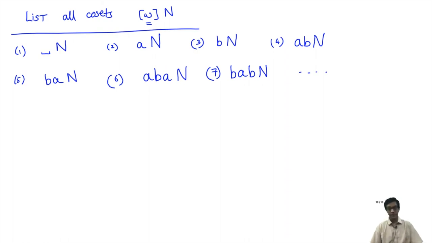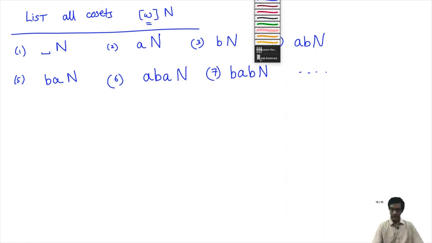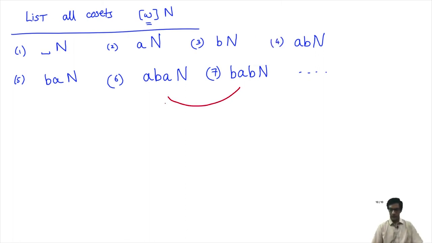It still looks like an infinite list, but here again comes the next reduction step. We claim that these two are actually equal to each other. These two cosets are in fact equal. Okay, so that's the next observation. Claim: the coset ABAN is the same as the coset BABN.